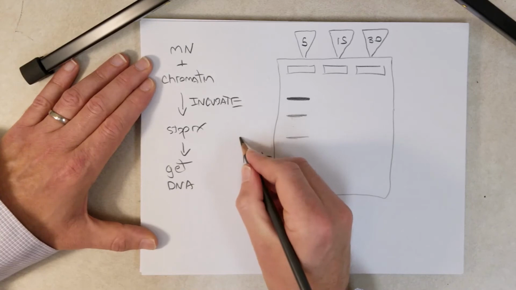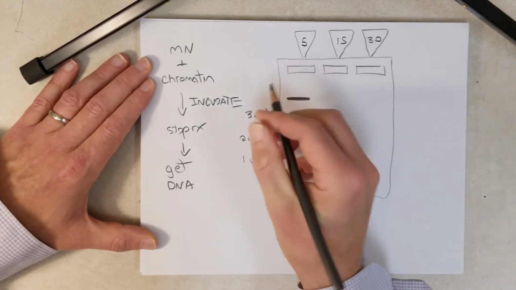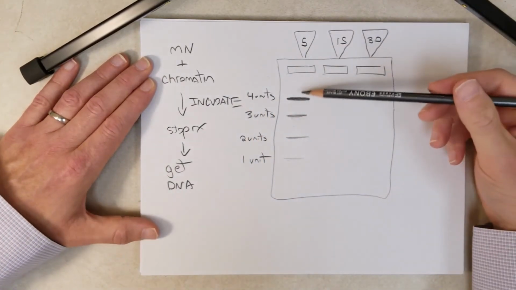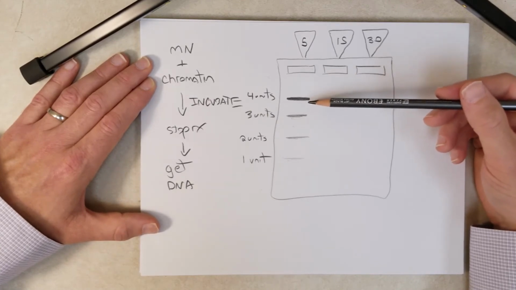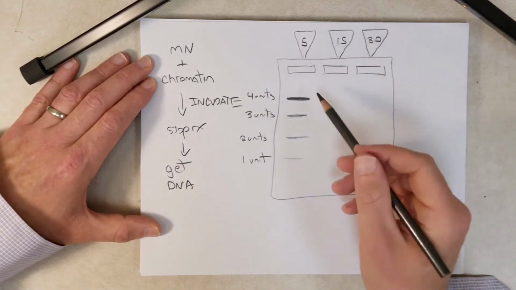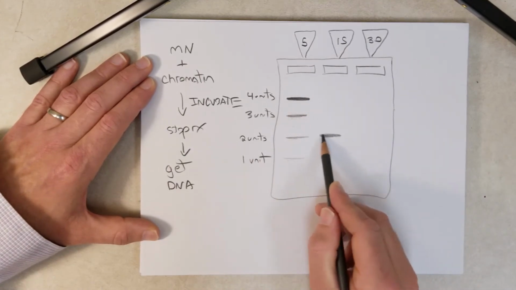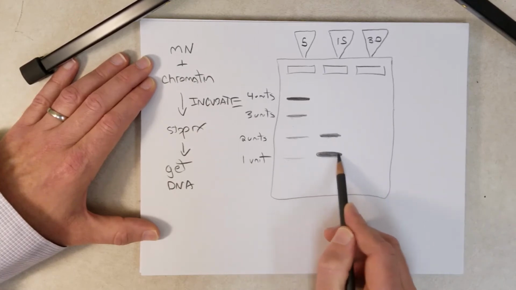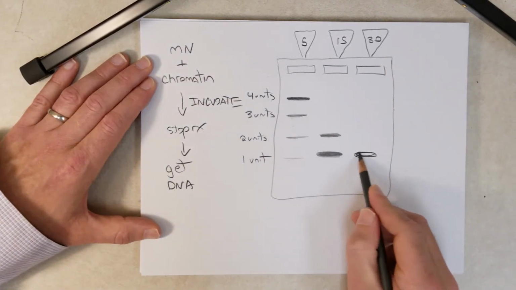This one right here, this would be 2 units. This is 3 units. This is 4 units, and so on and so forth, depending on how long we gave the micrococcal nuclease to digest that chromatin. After 15 minutes, we're going to see, oh, the 4 units and the 3 units, those are disappearing. So we're mostly down to 2 units and 1 unit. And after 30 minutes, maybe everything is down to 1 unit.